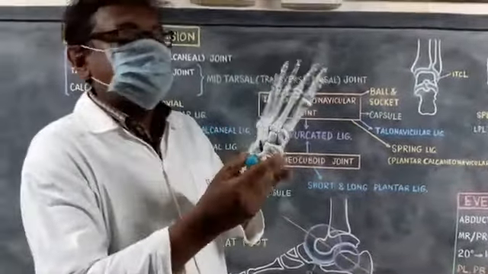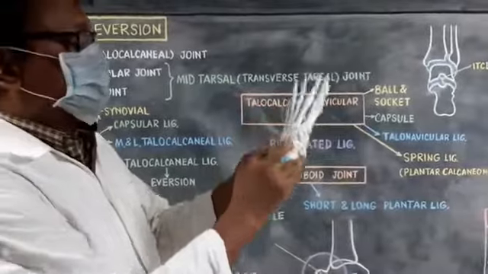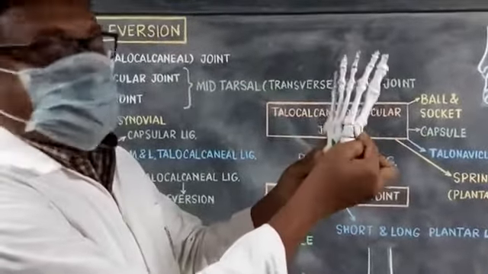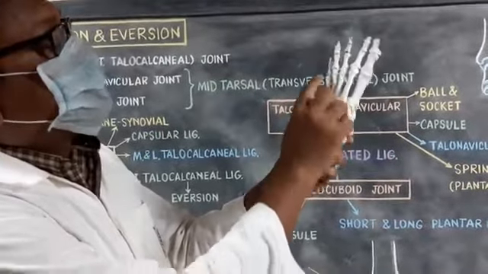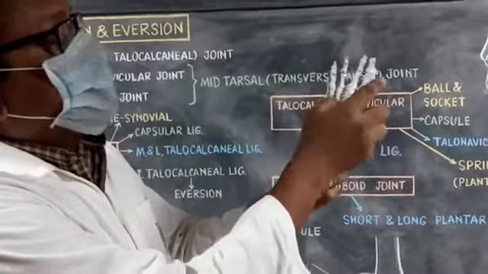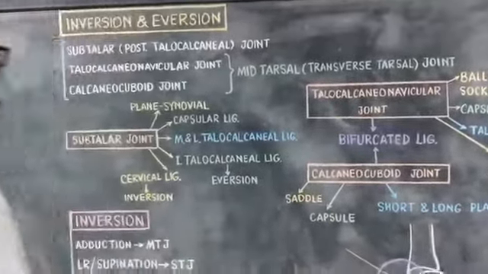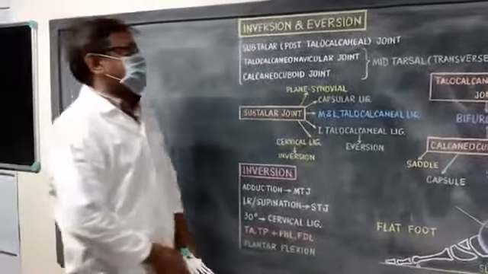The skeleton of the foot includes some intertarsal joints, tarso-metatarsal joints, intermetatarsal joints, metatarsophalangeal joints and interphalangeal joints. Among the major intertarsal joints, three joints are very important.